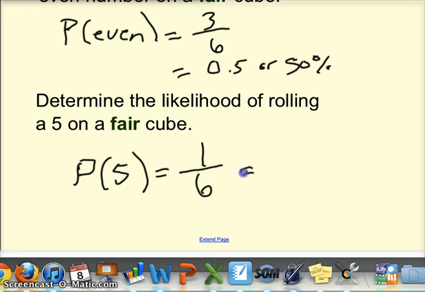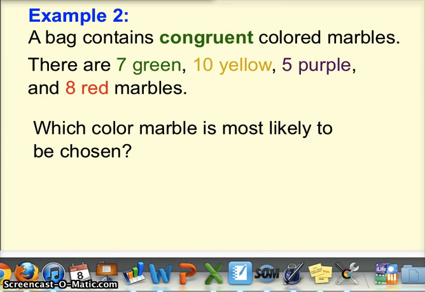And again, if I write this as a decimal, I could call this 0.167 or about 16.7% chance of this happening. Okay, let's take a look at another example. So a bag contains congruent colored marbles. There are 7 green, 10 yellow, 5 purple, and 8 red marbles. Which color marble is most likely to be chosen?